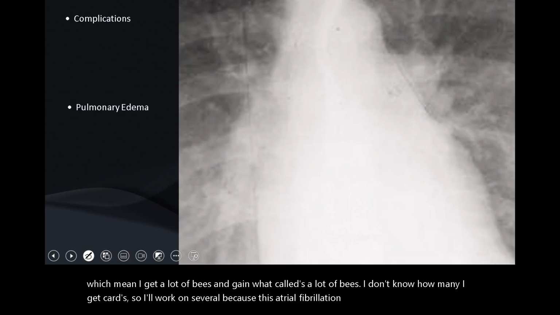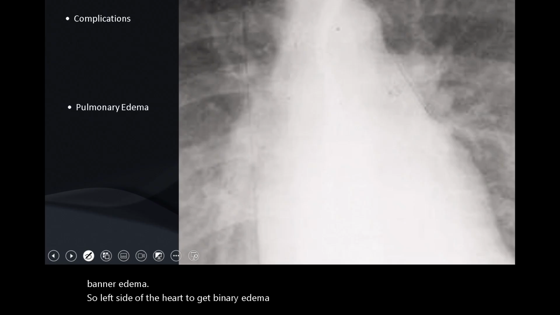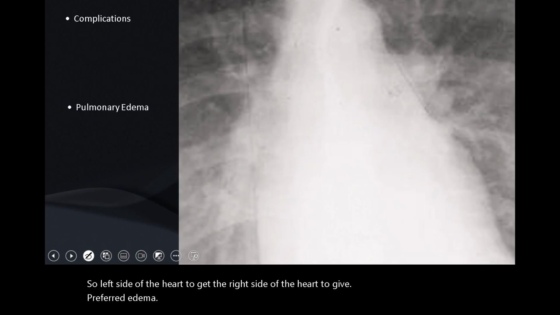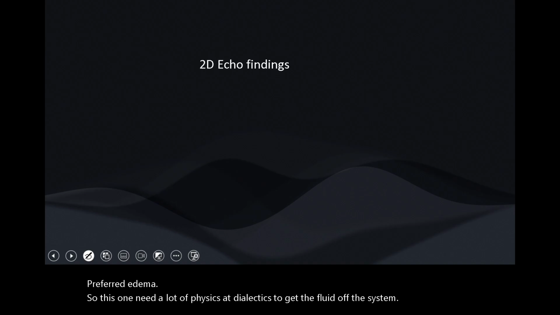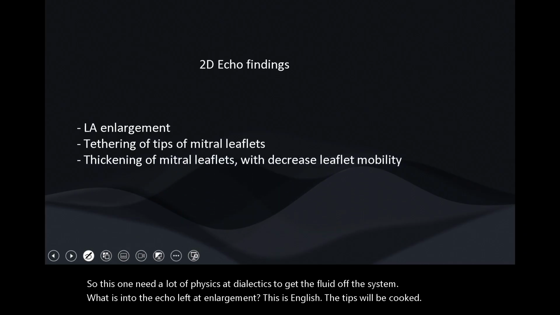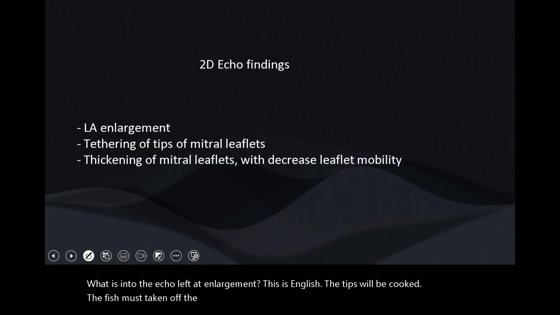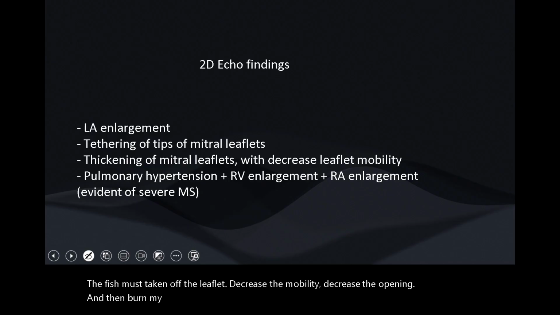Pulmonary edema: congestion gives pulmonary edema. So the left side of the heart gives pulmonary edema, the right side of the heart gives peripheral edema. Pulmonary edema needs a lot of Lasix and diuretics to get the fluid off the system. What you see in 2D echo: left atrial enlargement, tethering, which means the tips will be cooked. Fish mouth, thickening of the leaflet, decreased mobility, decreased opening, and then pulmonary hypertension, right atrial enlargement, right ventricle enlargement, which are signs of severe stenosis.